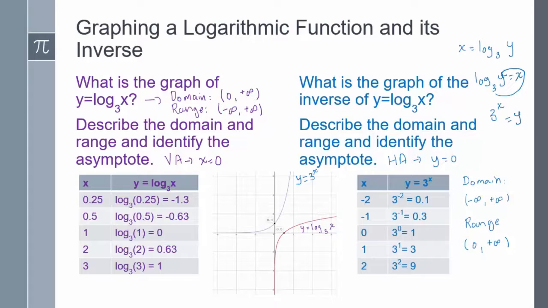In the domain and ranges, you can see that there is a switch of our domain and range. In the logarithmic function, our domain goes from 0 to positive infinity, whereas in its inverse, the range goes from 0 to infinity. In the logarithmic function, the range goes from negative infinity to positive infinity, whereas in our inverse, the domain goes from negative infinity to positive infinity.